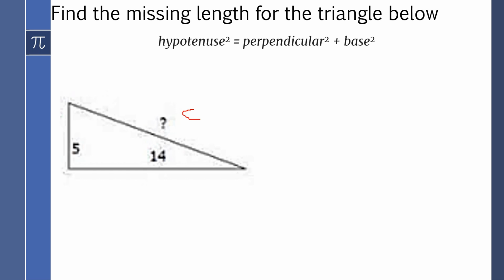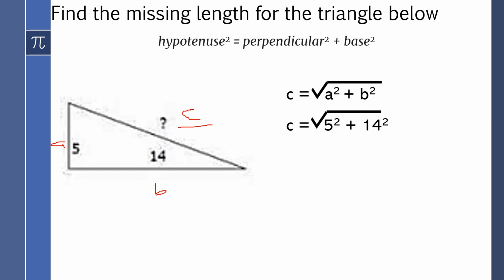We are now missing the hypotenuse again, the C. Here's our B, here's our A, and we've got to find C. So again, the equation is C equals the square root of A squared plus B squared. We put our numbers in. Our A is 5 and our B is 14. We square those, and we get C equals the square root of 25 plus 196.